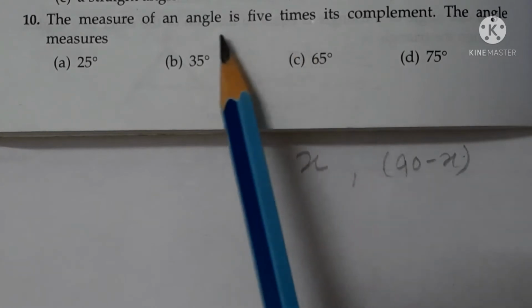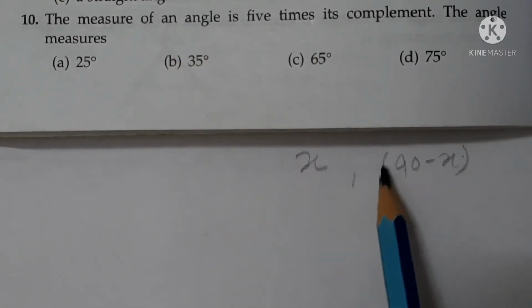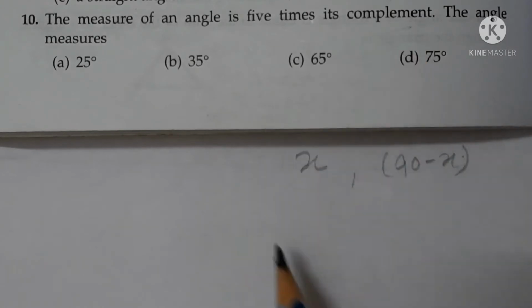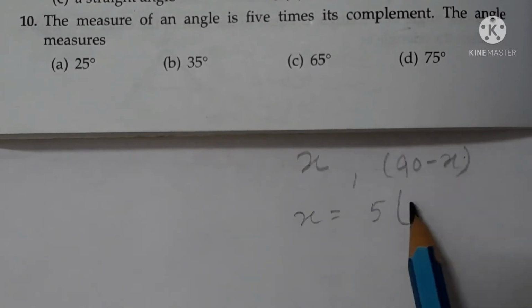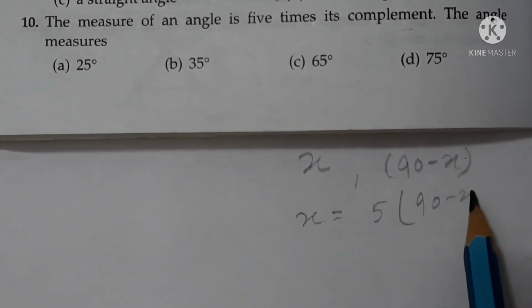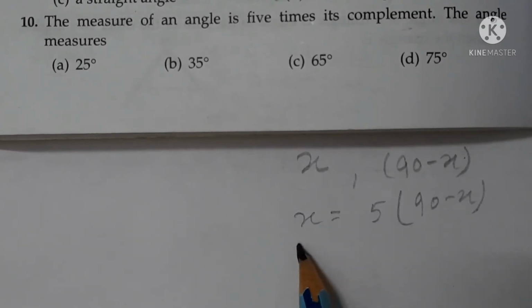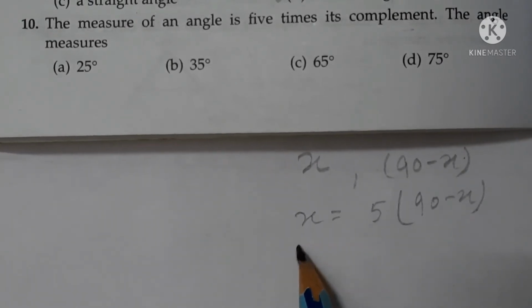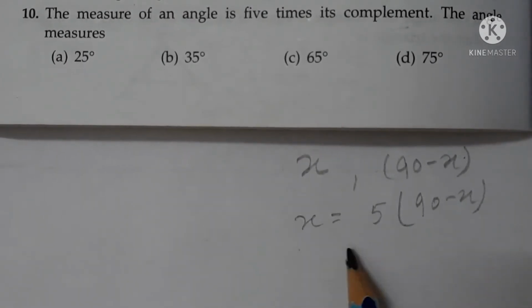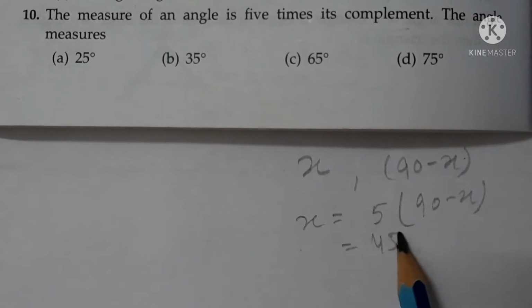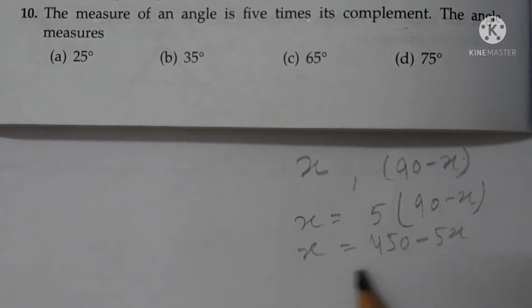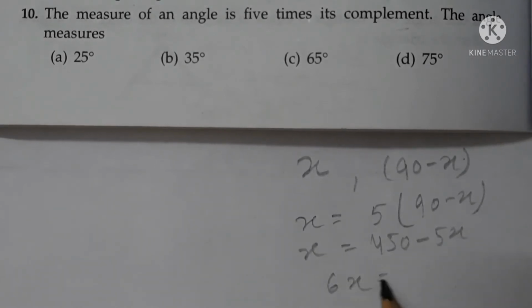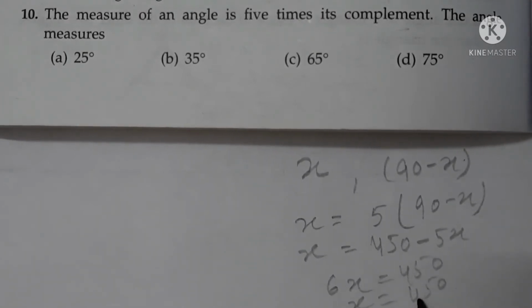And here the relation is given. This angle is 5 times its complement. So right here x is equal to 5 times its complement. So 90 minus x, this becomes x is equal to 5 times 90 minus x. So this becomes 5 times 90 is 450, minus 5x. Here x, this becomes 6x, 5x plus x, 6x is equal to 450, x is equal to 450 divided by 6.